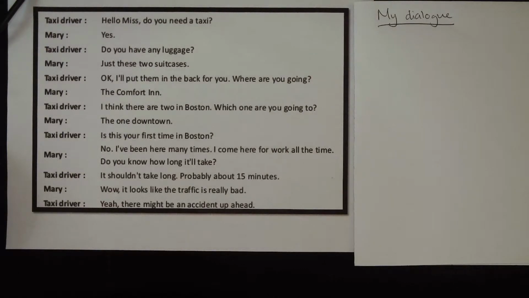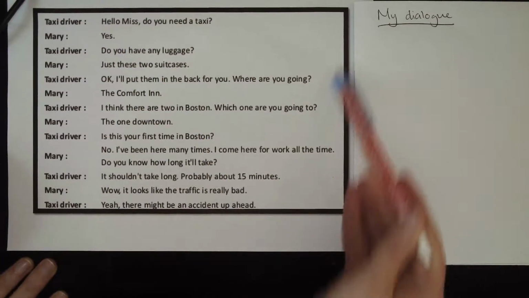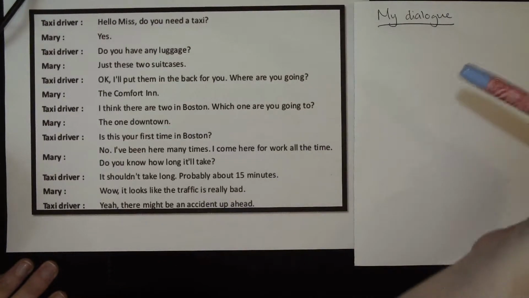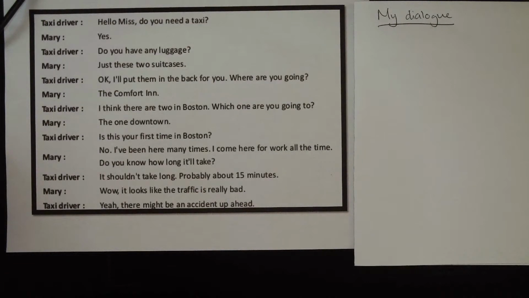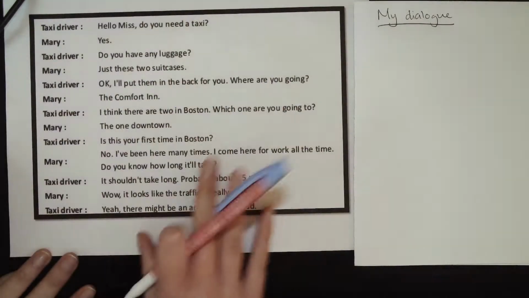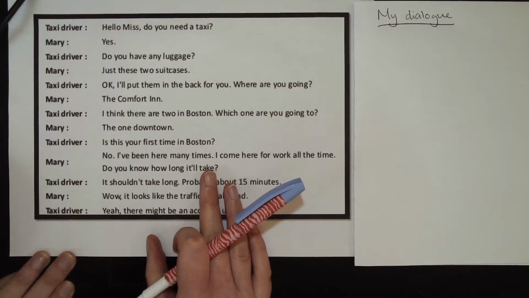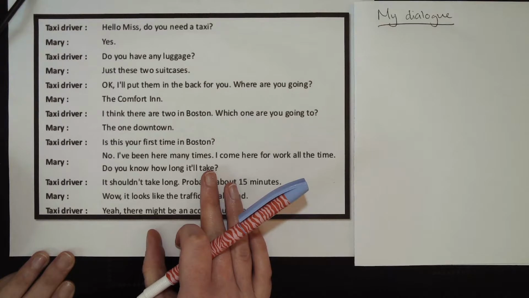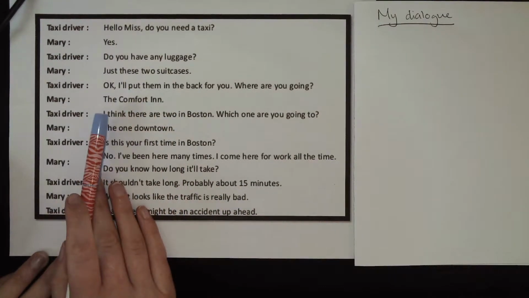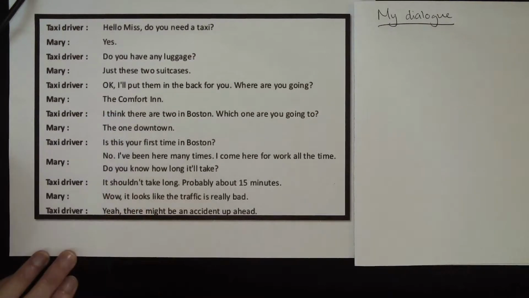So this video today will show you how we can transform a conversation between a taxi driver and someone called Mary into written dialogue that is suitable for a story. Because in a story, we don't write dialogue like this. We instead use speech marks to indicate dialogue. So I'm going to model for you the first 6 lines of this conversation and how I would write it out in the form of dialogue.